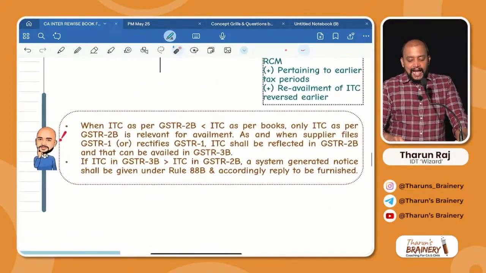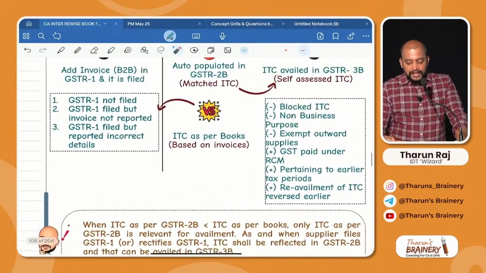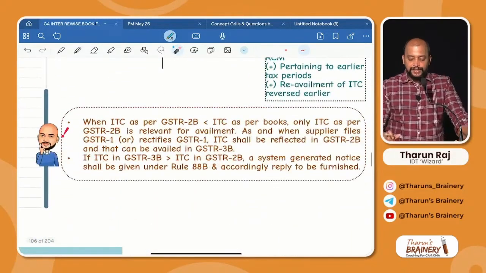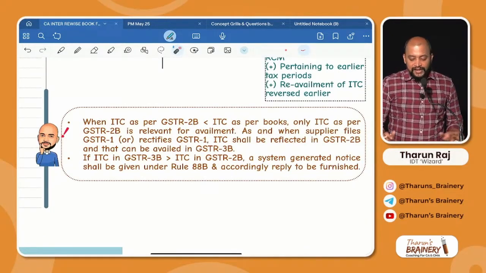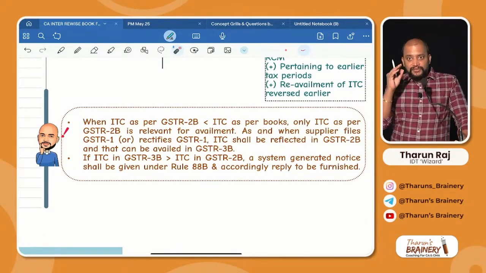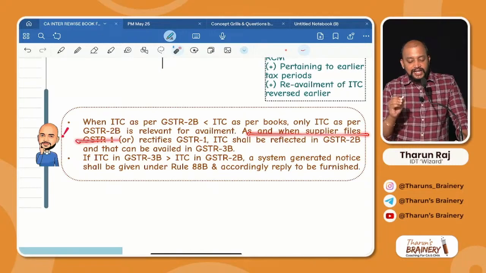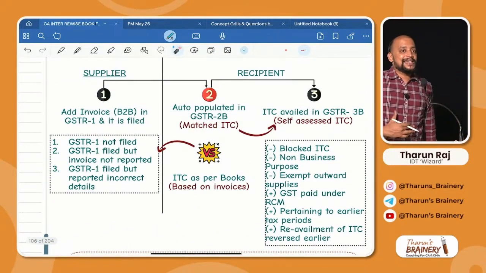When ITC as per GSTR 2B is less than the ITC as per books. Say ITC as per books is 4 lakhs, ITC as per 2B is only 3 lakhs. So why? Because of these 3 reasons. Only ITC as per 2B is relevant for availment of ITC. So only that reflected in 2B should be taken, but whatever is there in your books cannot be taken. As and when supplier files GSTR1 or rectifies GSTR1, carefully listen. So what are the mistakes that have happened here?